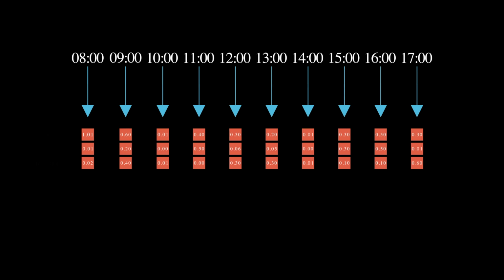In the input vector, the first part can be the temperature, the second part can be the humidity, and the third part can be the rainfall. The full sequence can be the different times of the day.